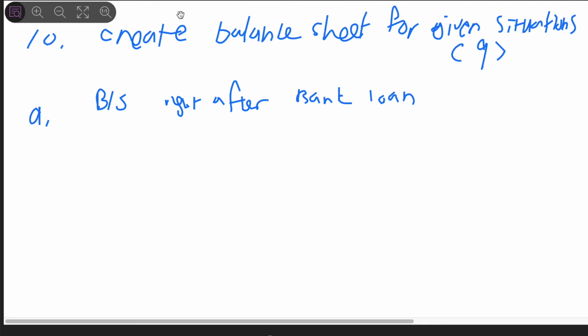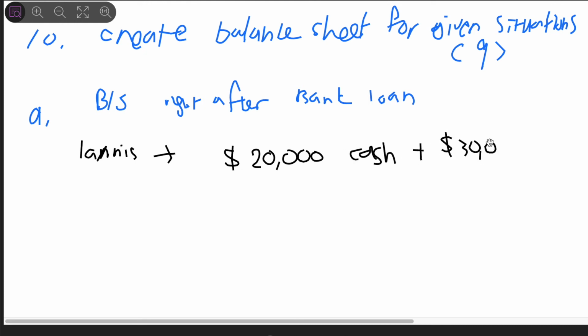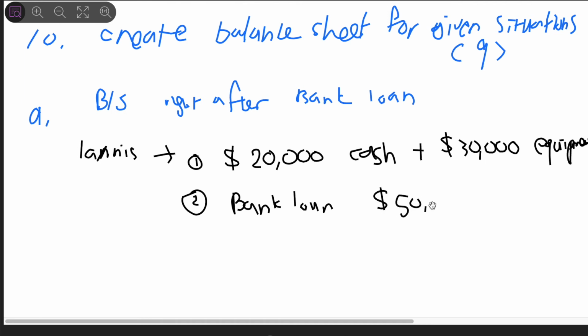So what was their asset before they got the bank loan? In number 9, it says Lenny's computer has $20,000 of cash, and they had $30,000 dollar value of equipment. And this is prior to the bank loan, and after they got the bank loan of $50,000, right? So how can we make it into the balance sheet?